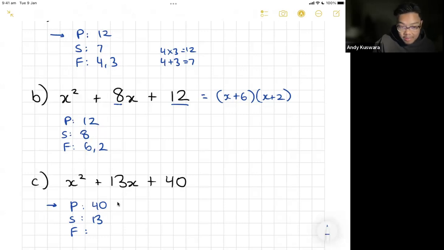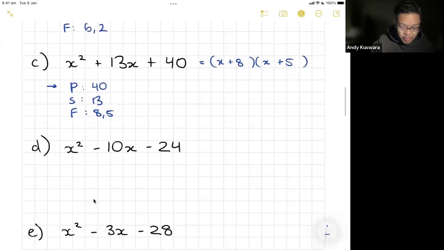I could go 4 and 10. That would give me very close to 13, but not quite. I could do 20 and 2. That could give me 22, but not quite. I would see here that 40 would be 8 times 5. So that would be my two factors for this one. So again, that means you're going to have your two brackets, and it's going to be plus 8 and plus 5. Those will be your two numbers.